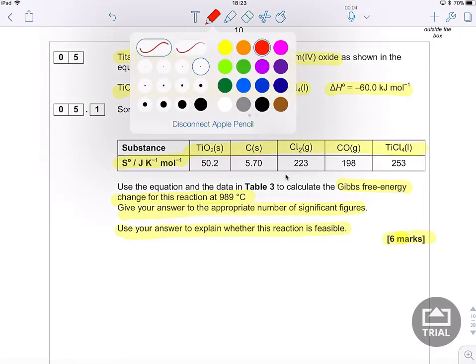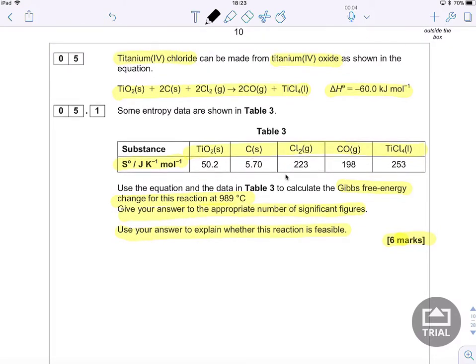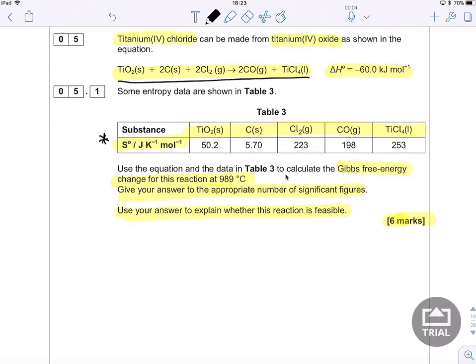Okay, so there's a number of different things that we've got to do in this question. The first one is we're going to have to calculate the entropy change for the above reaction using the data in the table, and then we're going to have to calculate delta G once we've got the entropy change for the reaction. So to begin with, delta S is going to be equal to the sum of the entropy of the products take away the sum of the entropy of the reactants.